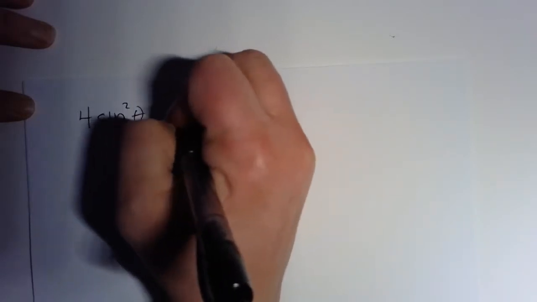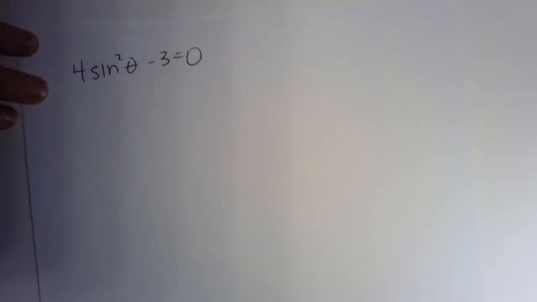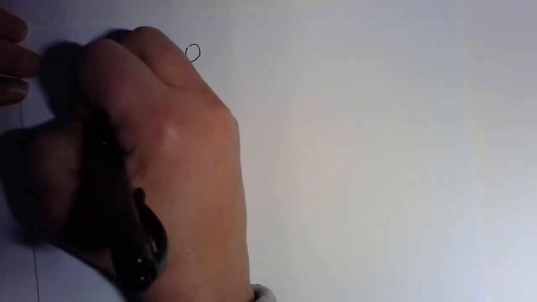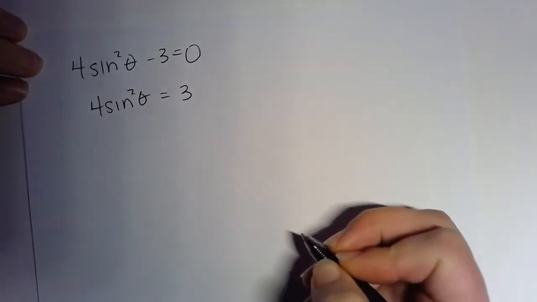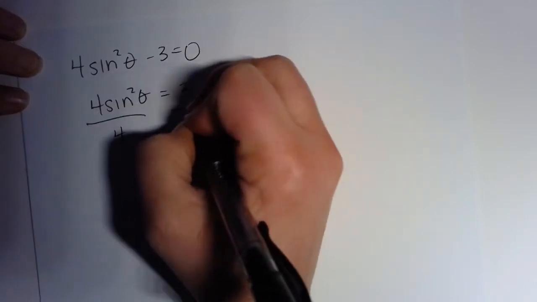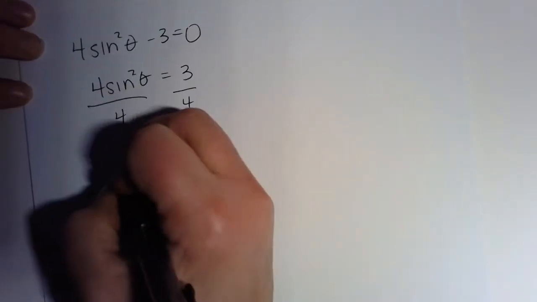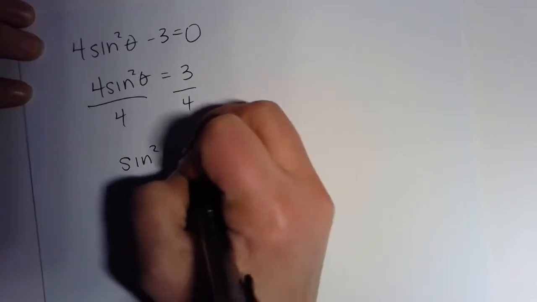more challenging. I have 4 sine squared of theta minus 3 equals 0. Okay, so I kind of want to think of this as like a giant X, my sine squared. So if I only have one trig value here, in which I only have sine squared, then I want to solve for that. Okay, so the first thing I'm going to do is add 3 to both sides. So I have 4 sine squared of theta equals 3, and I'm going to divide by 4. So I get sine squared of theta is equal to 3/4.